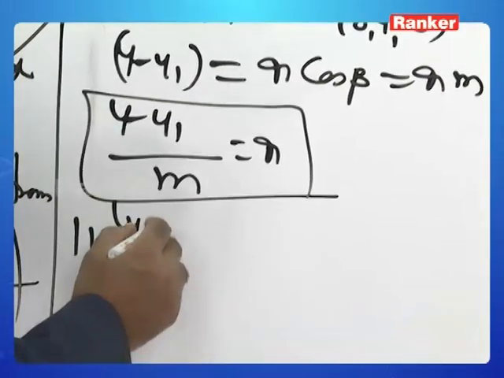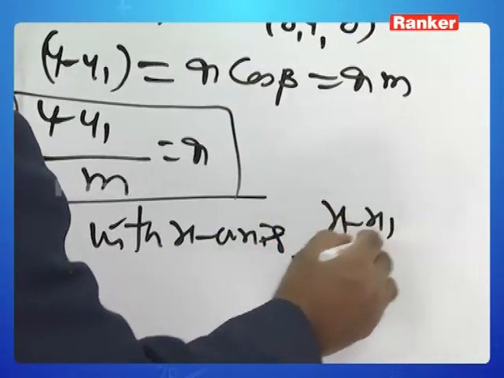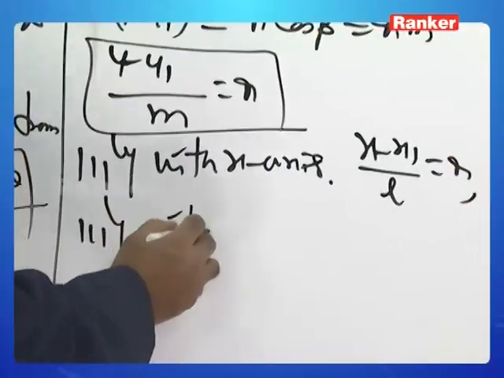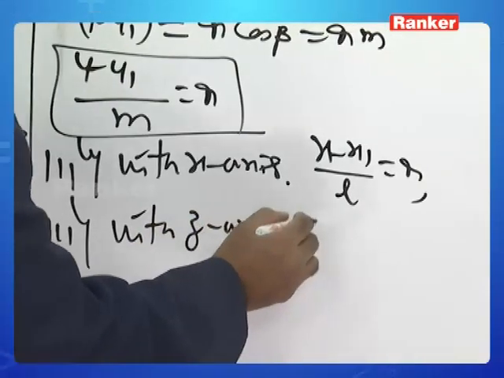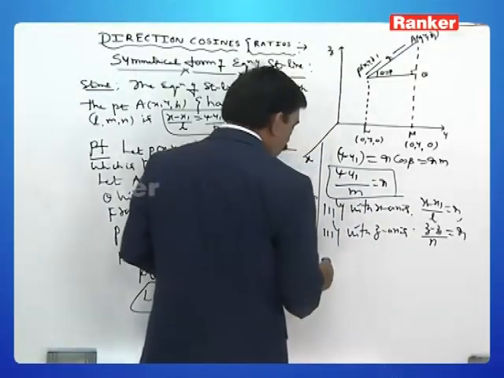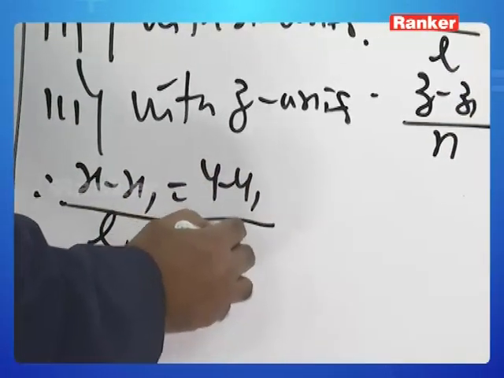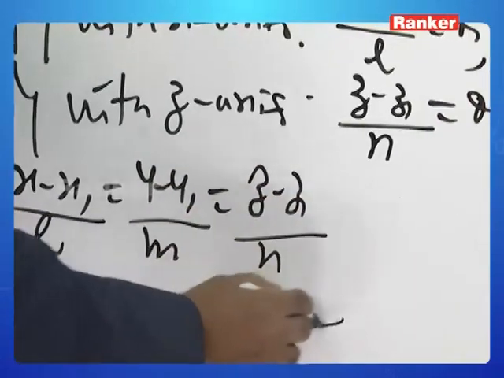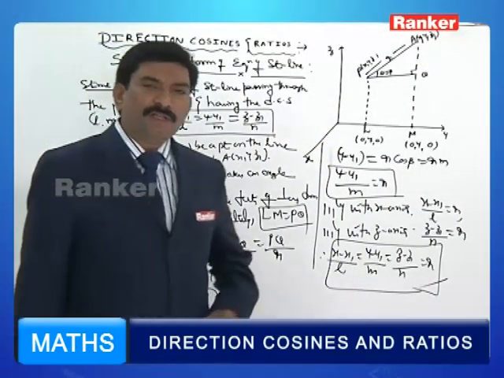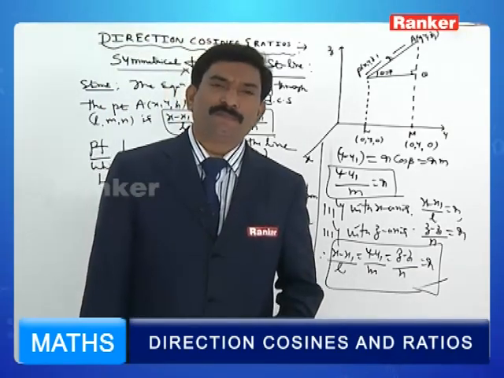Similarly, with the x-axis, x minus x1 by L is equal to R. Similarly, with the z-axis, z minus z1 by N is equal to R. On the whole, x minus x1 by L, y minus y1 by M, z minus z1 by N, all are equal to R.